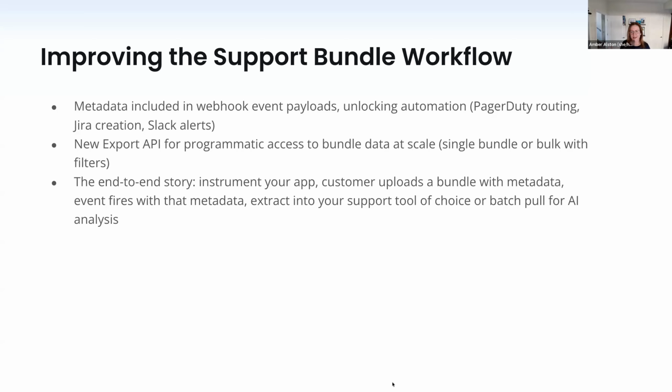Maybe you want to pull the last every week's bundles or the last month's bundles, run some AI analysis on it to look for potential support process improvements or even product improvements on where things are commonly going wrong in some of your issues. So that webhook metadata coming through on the event notifications, as well as that export API, are both actively in development and should be actually available within this next week, if not two.